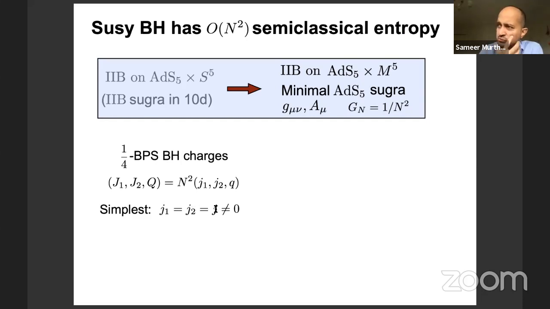In fact, this was the first solution that was discovered by Gutowski and Reall. And it's important that this is not zero. These black holes don't exist if they don't rotate. The solution becomes singular. And this was one of the reasons why this took such a long time to discover. This was only discovered in 2004.